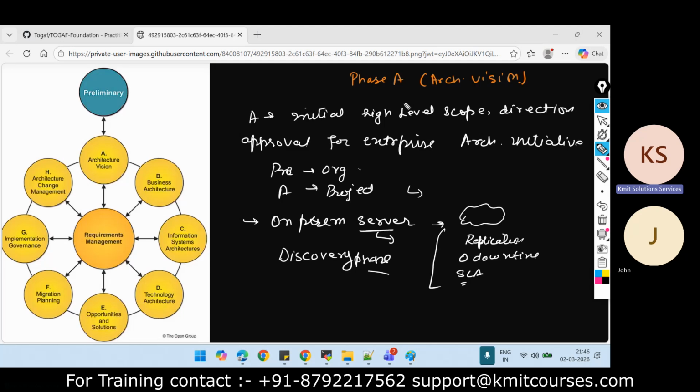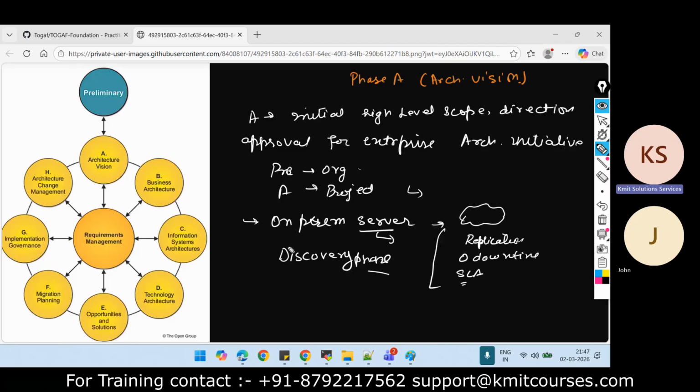Whenever you start working from the technology point of view or data point of view, this is the foundation of that. This is initial, okay, but it is a very critical phase that defines the high level scope, direction, and approval for the entire architecture initiatives. So it helps you establish what we need to achieve and how we need to achieve.